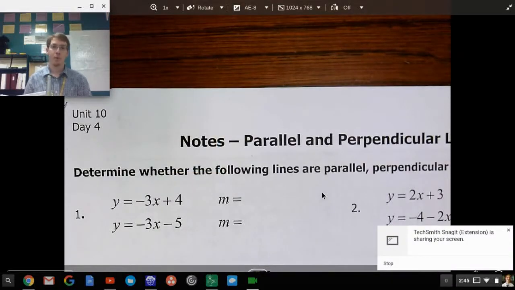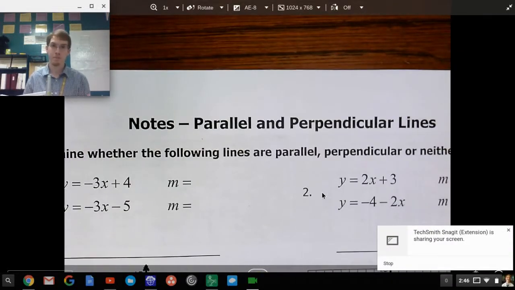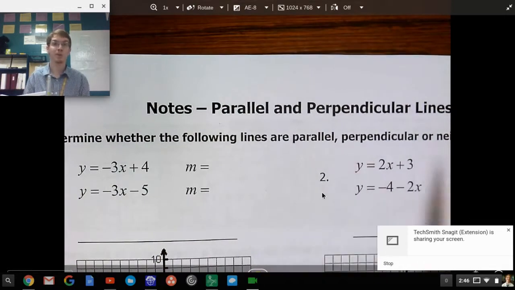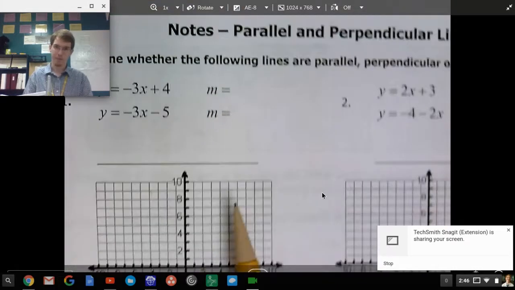Unit 10, Day 4, Parallel and Perpendicular Lines. Okay, so determine whether the following lines are parallel, perpendicular, or neither by graphing.